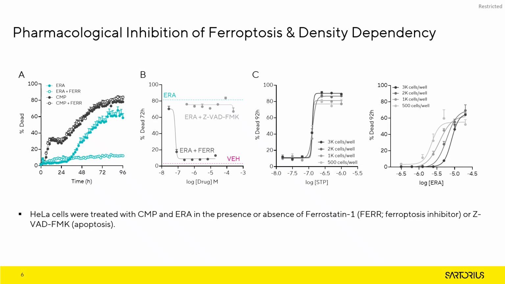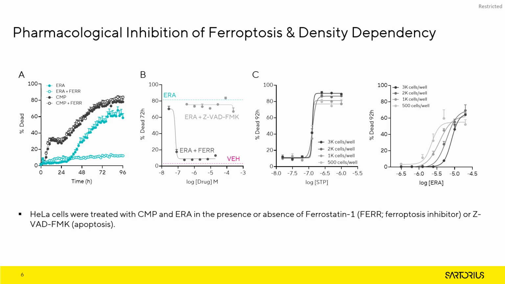Here we're looking at the pharmacological inhibition of ferroptosis. HeLa cells were treated with camptothecin and auristatin in the presence or absence of ferrostatin 1, which is an inhibitor of ferroptosis, or ZVAD-FMK, which is an inhibitor of apoptosis. This is a really nice validation tool to confirm that we are inducing apoptosis when we think we are, as well as inducing ferroptosis when we think we are.